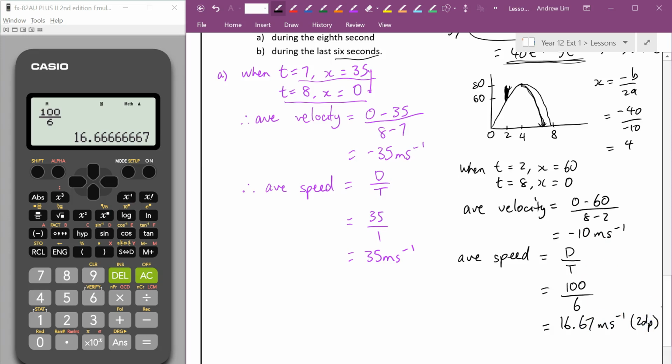We can't just take the absolute value of the velocity, even though we know speed is the magnitude. Magnitude just means it's positive, it can't be negative. But we can't just take the absolute value because speed is distance over time. What is the distance traveled? The distance traveled is 100, not the 60 or 80, because it's still going up 20 and then down 80.